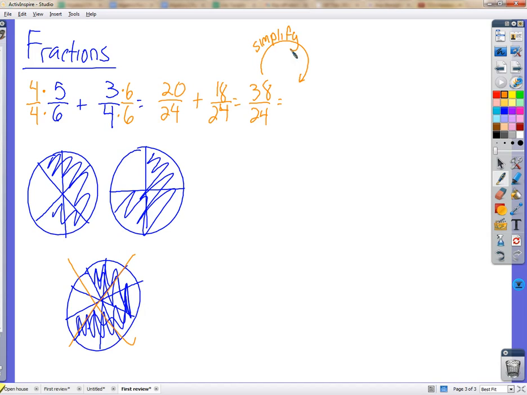So, what can we divide these by? 2, at least 2. 19 over 12. Okay, that's as simple as we can simplify it.